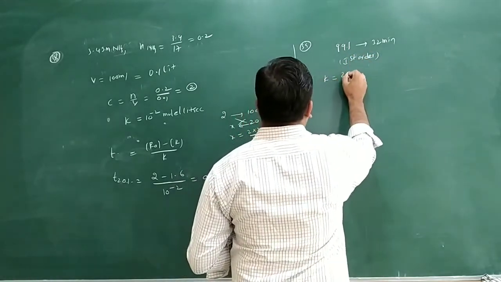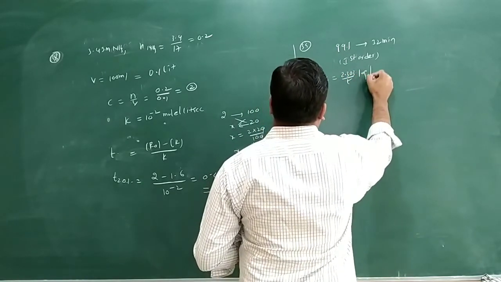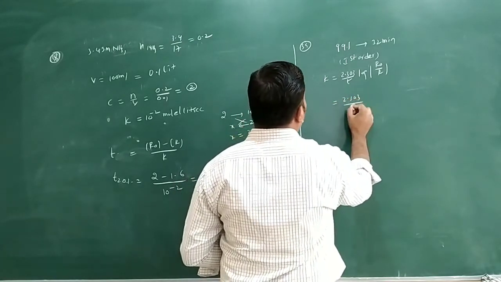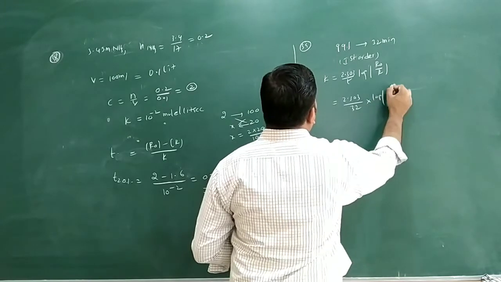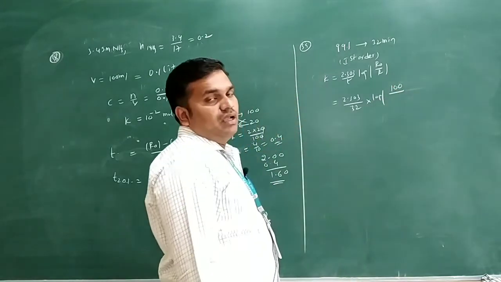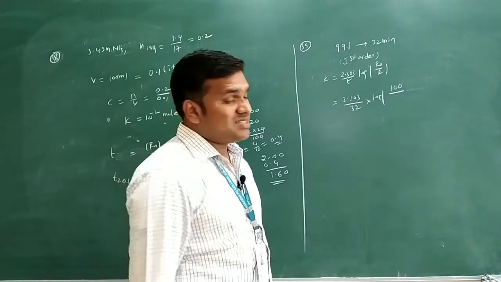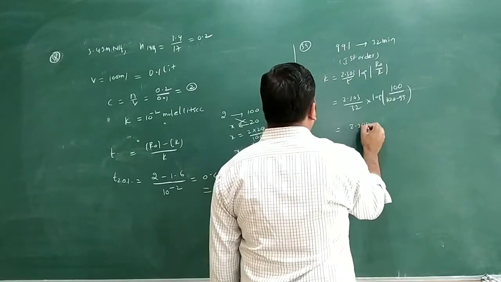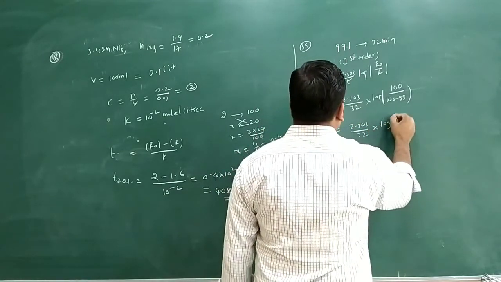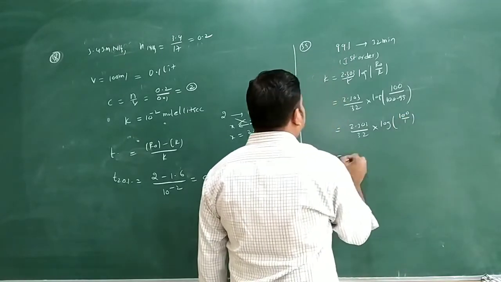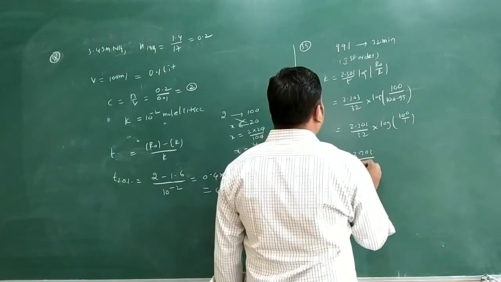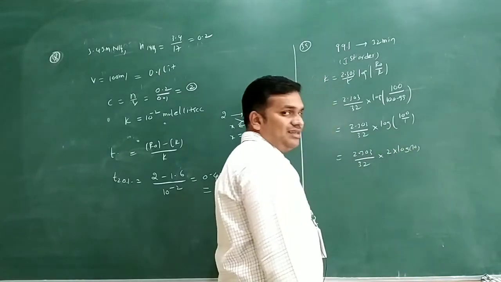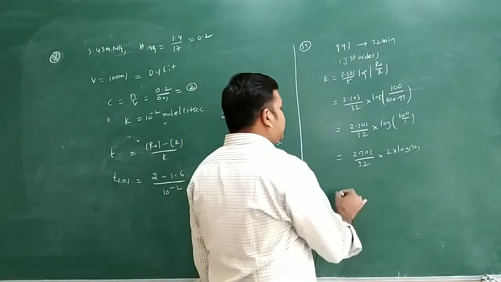So K is equal to 2.303 by T into log R naught by R. So I will take 2.303 by time, 32, into log of initial concentration 100 by 100 minus 99, which is 1%. So you will get 2.303 by 32 into log 100 by 1. Log 100, I can write as 2 into log 10, because log 100 is 10 square, which means 2 into log 10.